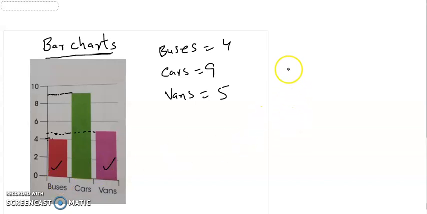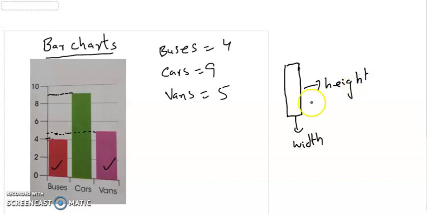A bar chart has two things. For example, if I draw a bar, the bar will have two things. It is in a rectangle shape. It has a width and it has a height. This is the height of the bar. For any number of bars, if we show the data using any number of bars, one thing should be very clear: the width of each bar in a bar chart should be equal.